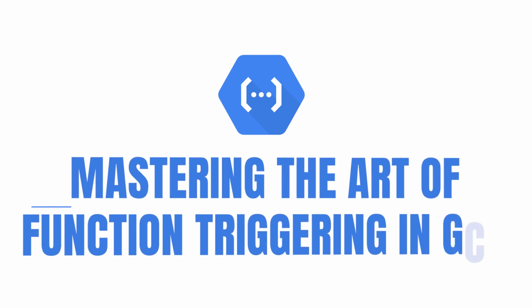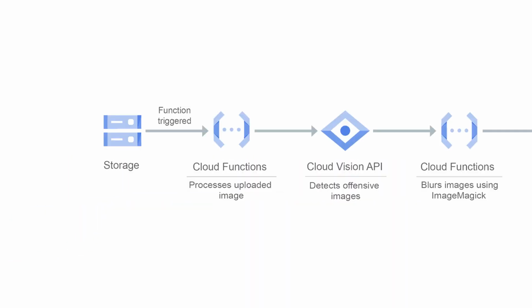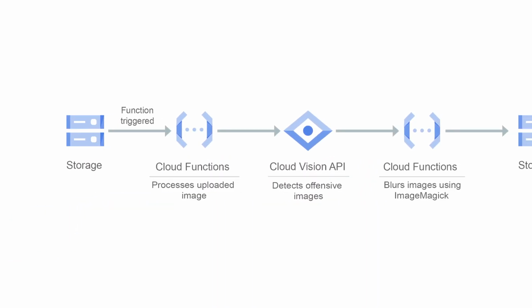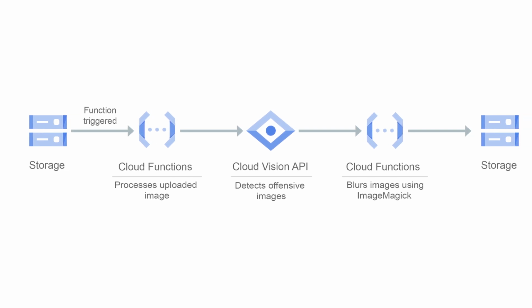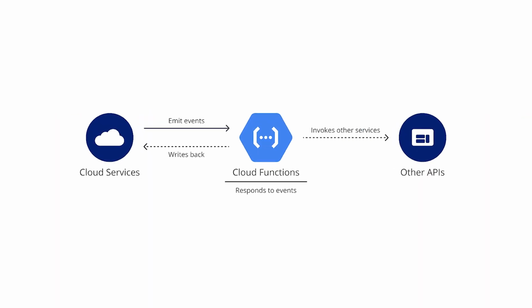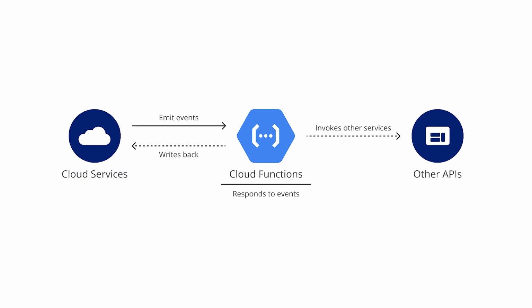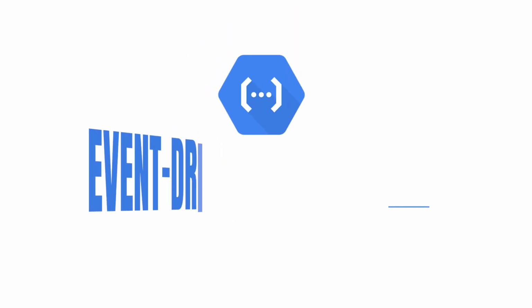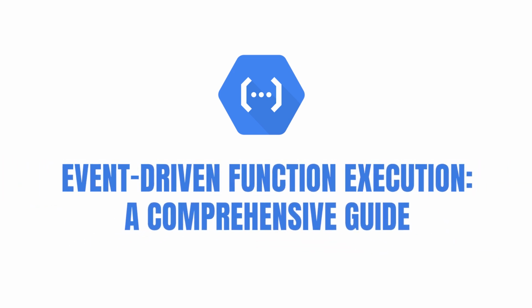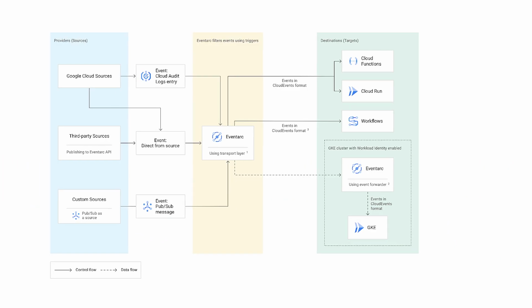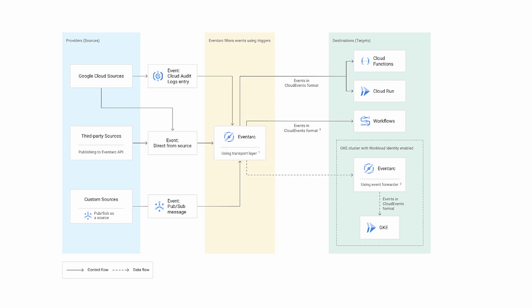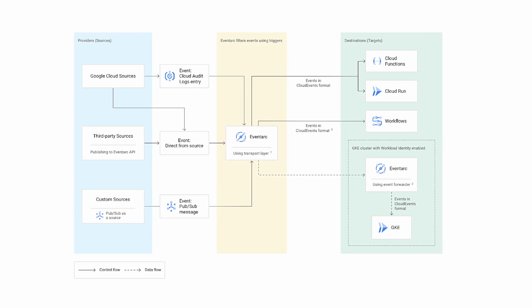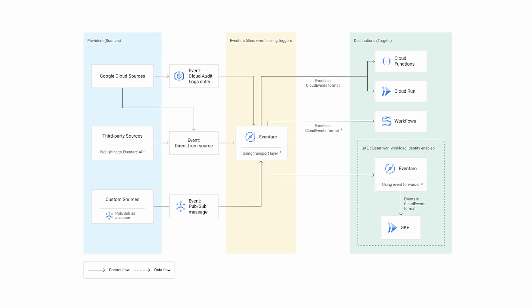Mastering the art of function triggering in GCP. The true power of GCP Cloud Functions lies in mastering the art of function triggering. Imagine your functions responding automatically to events in your cloud infrastructure. This is the essence of scalability. Now, join us on a comprehensive guide to event-driven function execution. This architecture ensures your functions respond intelligently to events, creating a dynamic and efficient application ecosystem.